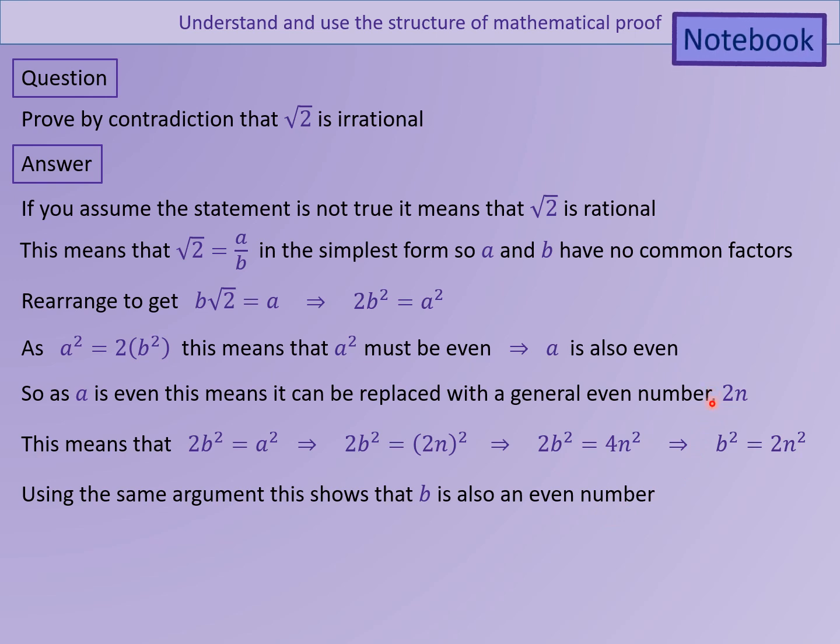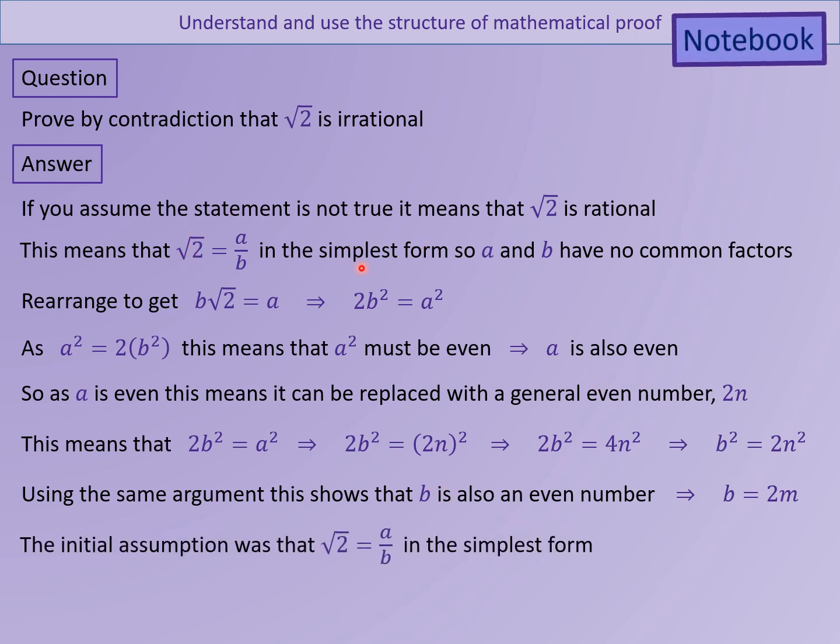Now, I won't write it as 2n. I'm going to write it as a different even number, 2m. But what I know now is that a and b have got to both be even if this is true. So what does that mean then? Just because those two are even, does that mean that this can't be true? Well, it's back to this fact just here. One of the reasons why we wrote it like this is we said in our statement, a and b have no common factors. a over b is the simplest form.